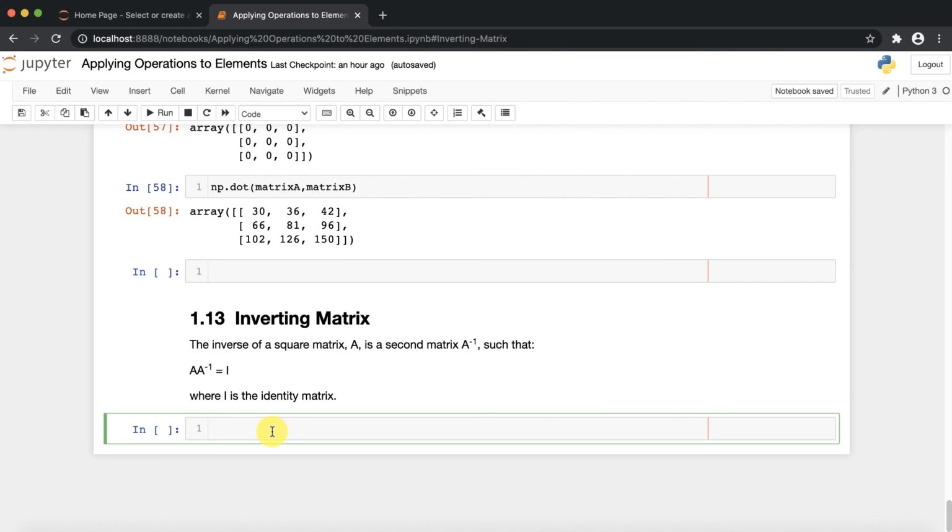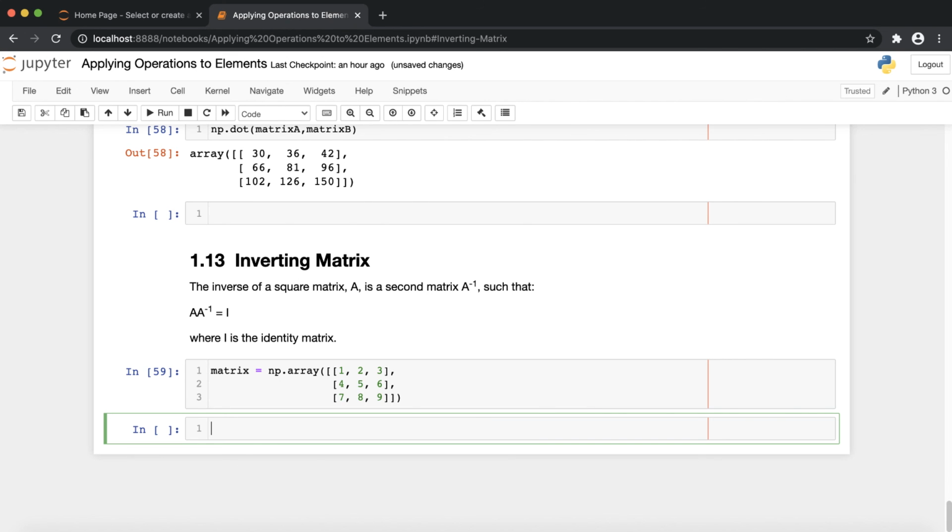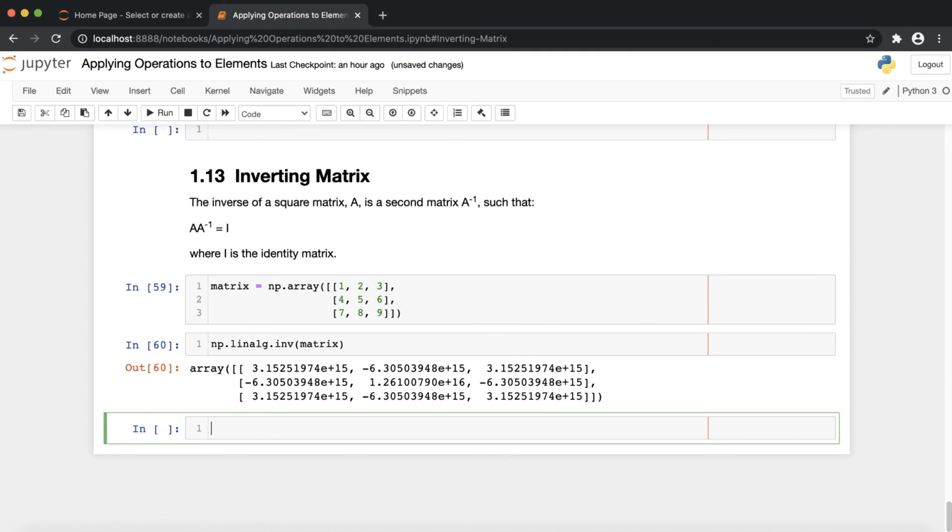So let's first of all try to get the inverse of a matrix. How can you find the inverse of a matrix? Again, it is a linear algebra function, so you can go for the inverse function on the matrix, and if you see, this is the particular inverse matrix.